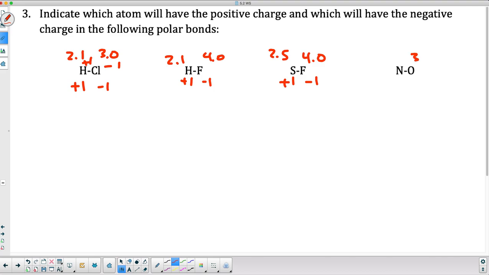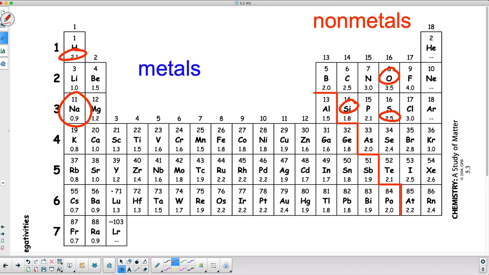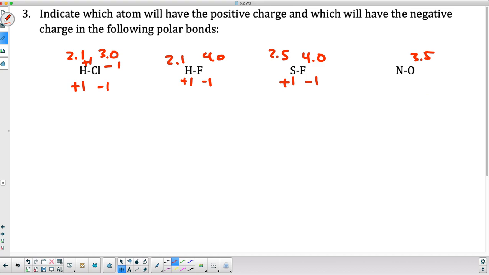And again, 3.5 for oxygen. And let's see what nitrogen is. Nitrogen might be like 2.8 or something like that. Nitrogen is 3.0. So 3.5 for oxygen, 3.0 for nitrogen. So which one would I make negative? I would make the oxygen negative. And then I'd make the nitrogen positive.